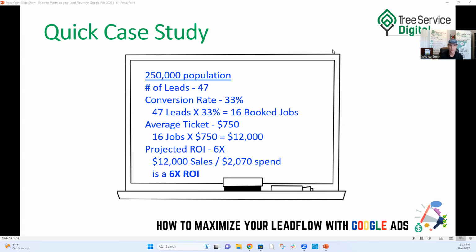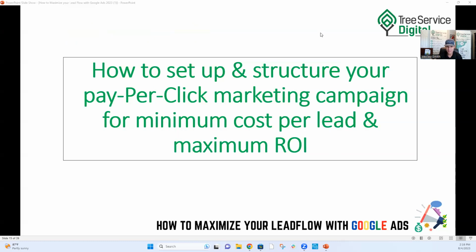But that's why you have other lines in the water as a fisherman, as a tree service business, doing other marketing channels as well, like the Google local service ads, your website, your Google Maps, direct mail, signs, Facebook, email marketing, things like that. They're all going to generate a nice little chunk of revenue every month, but you've got to be doing all of them at the exact same time. And that's what helps create the synergy and the momentum of your digital marketing campaigns. So here's how to set up and structure your pay-per-click marketing campaign for minimum cost per lead and maximum ROI.